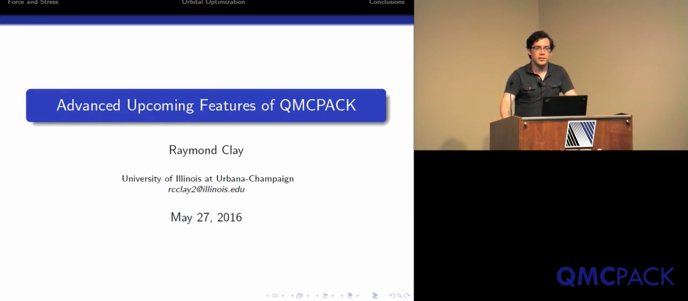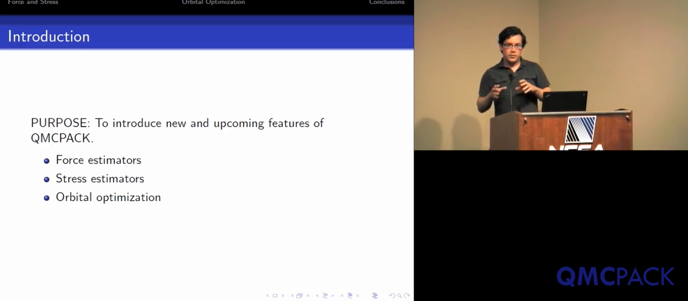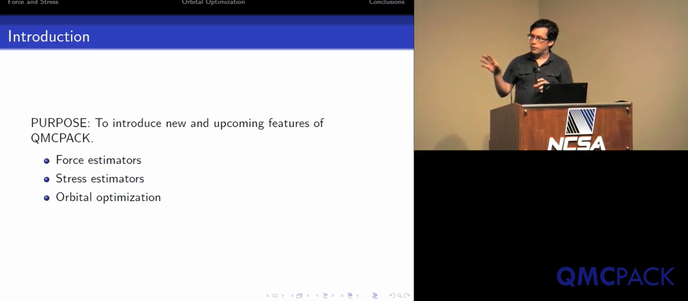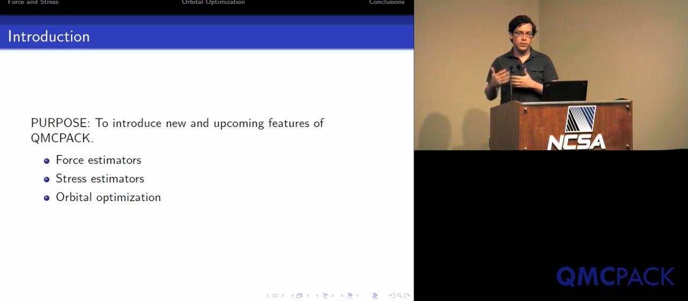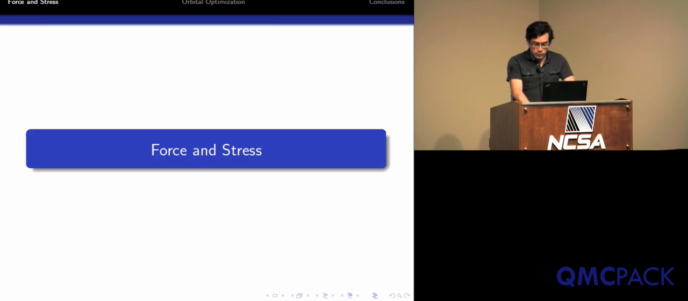I'm here to talk to you about some of the new and upcoming features in QMCPACK. So this talk is going to be focusing on two major classes of code developments. The first is going to be ways to compute certain types of energy derivatives in QMC, and the second will be talking about ways to improve your trial wave function through orbital optimization, which has been alluded to previously in this workshop. So we'll start with the first case.